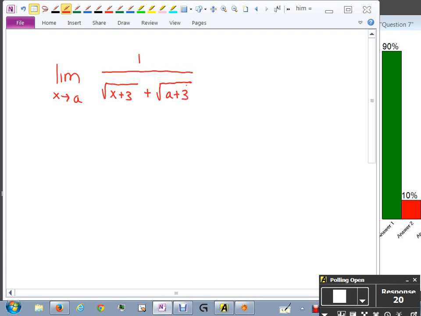And now let's let x become a. Let x approach a now. What do you get? 1 over... I'm going to write it this way first, though. So that's just letting the x become an a. And now you have a root plus the same root. That's 2 of those roots.